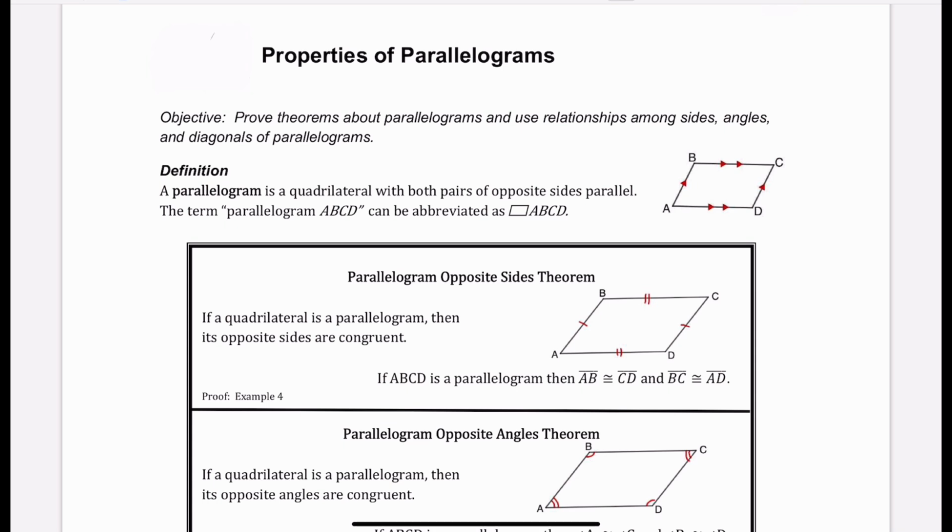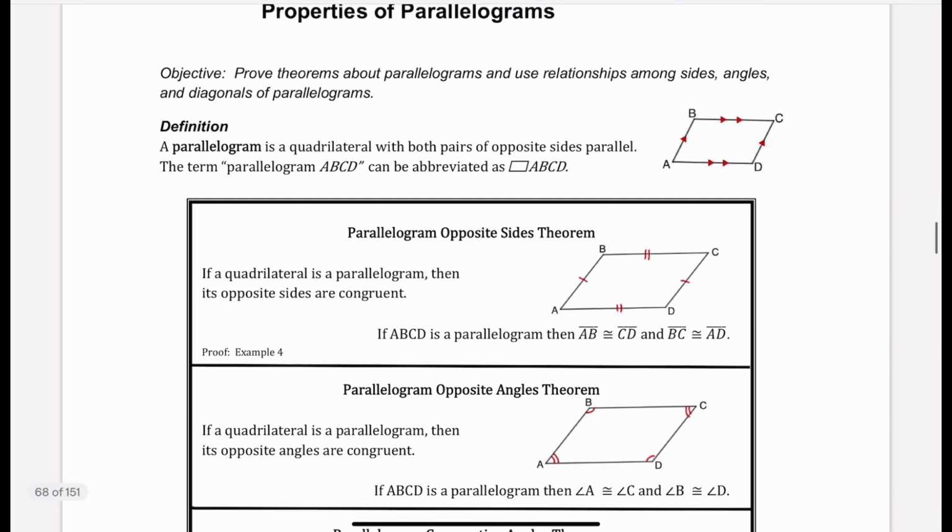A parallelogram is a quadrilateral with both pairs of opposite sides parallel. The term parallelogram ABCD can be abbreviated by drawing this little parallelogram and then ABCD. Our first theorem is the parallelogram opposite side theorem, and we will prove that in example 4.